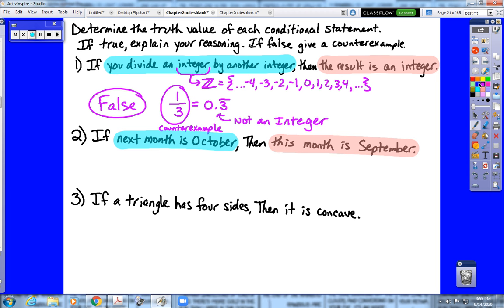And then based on that, we judge the conclusion. So we say, okay, if next month is October, then this month is what month? Well, this month would have to be September. So this would be an example of a true statement because October follows September on our calendar.